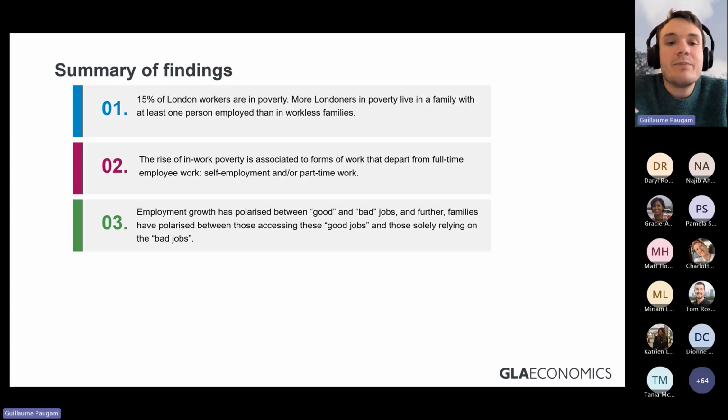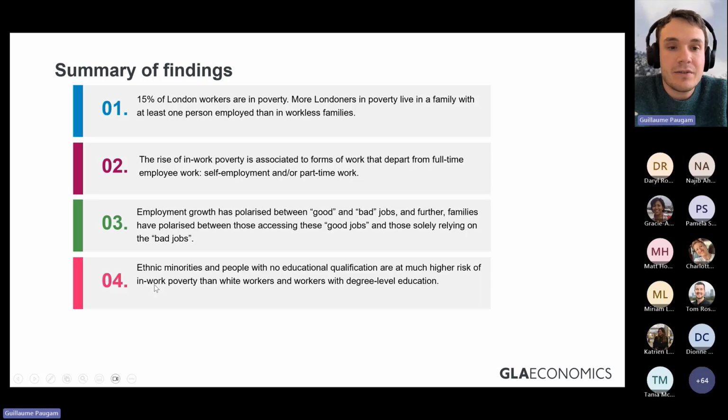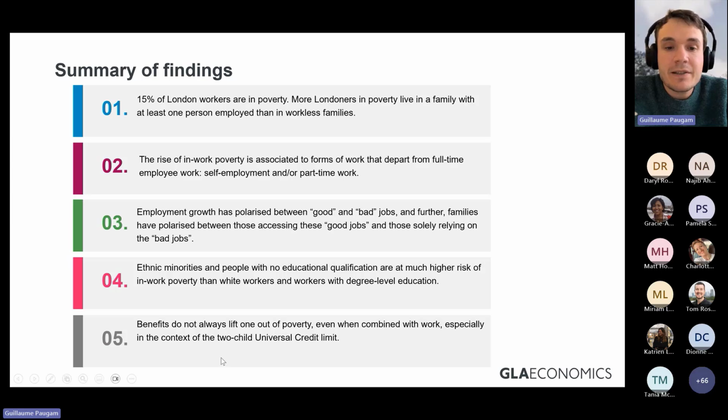And further, families have been polarizing between those that access these good jobs and those solely or mainly relying on the bad jobs as sources of labor income. Ethnic minorities and people with no educational qualifications are at much higher risk of in-work poverty than white workers and workers with degree-level education. And benefits do not lift one out of poverty, even when combined with work. Larger families have been especially vulnerable in the context of the two-child universal credit limit.